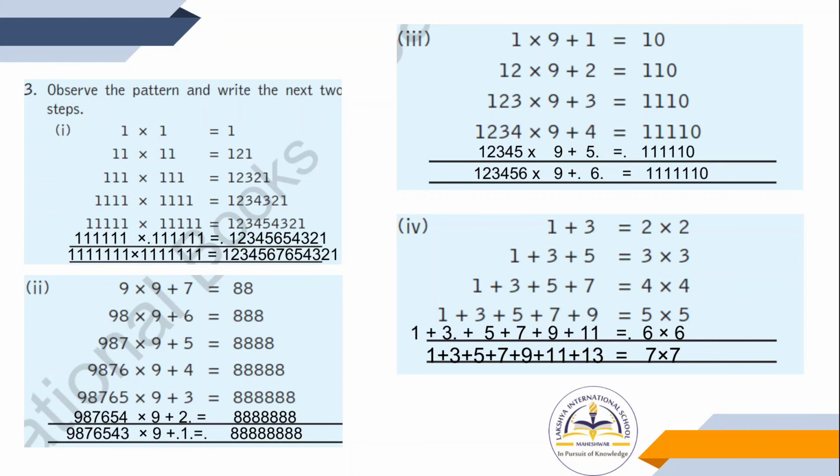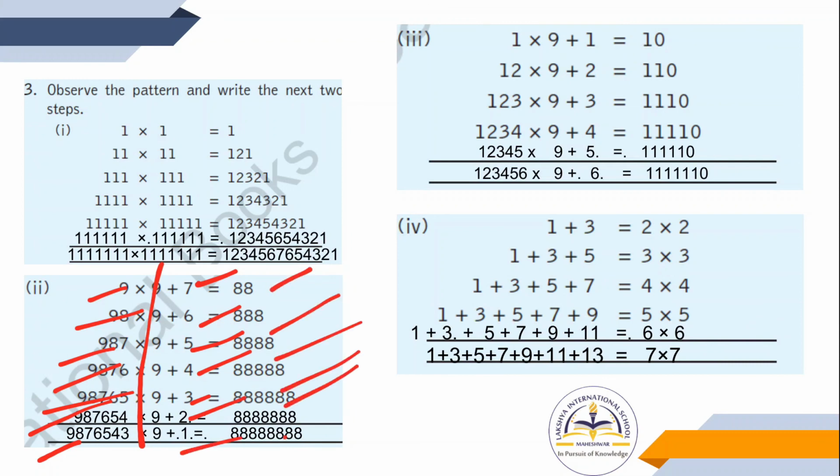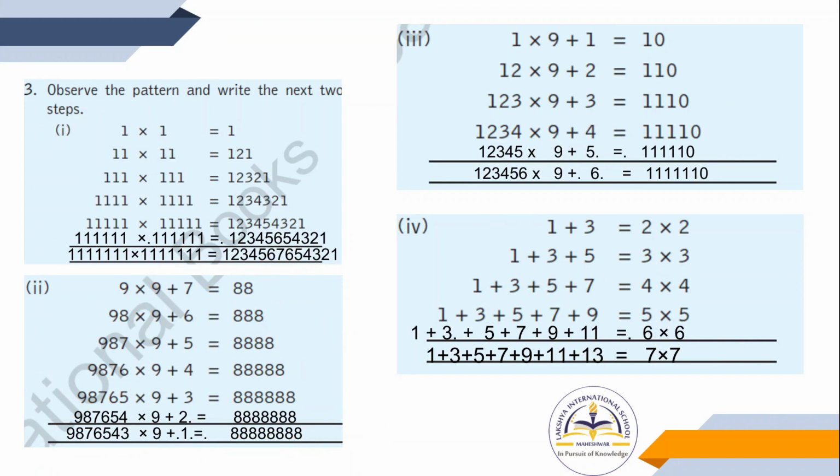Next, see question number 2. 9 9, 9 8, 9 8 7, 9 8 7 6, 9 8 7 6 5, 9 8 7 6 4, 9 8 7 6 5 4 3. Now 9 is the same. Here you have to just increase the numbers of 8. So like this you have to check the pattern we are using to solve our question, and you have to just write the next two steps. I have already given the answer, so you can easily solve this question.